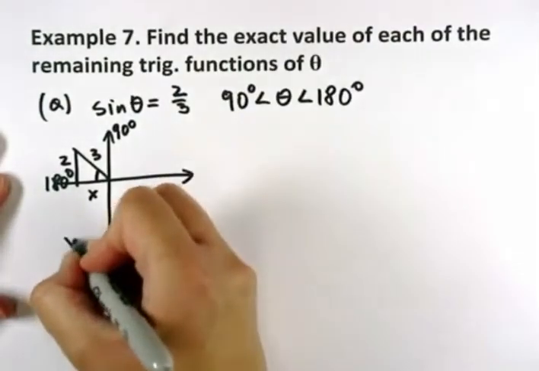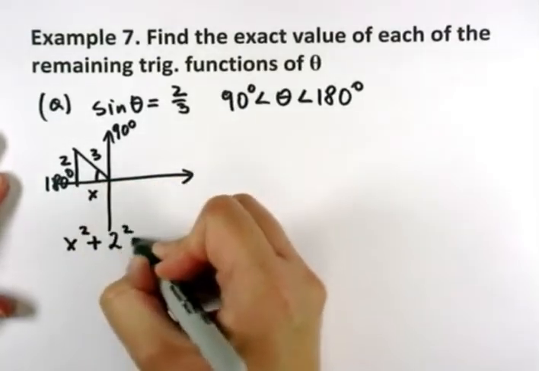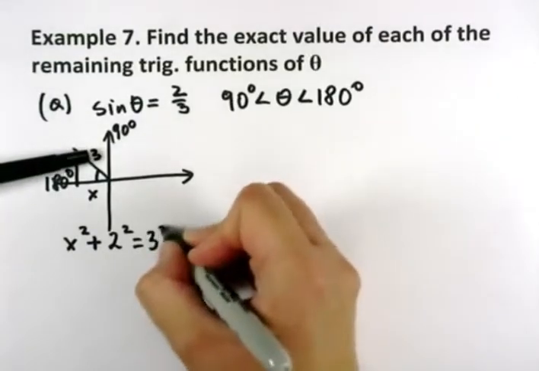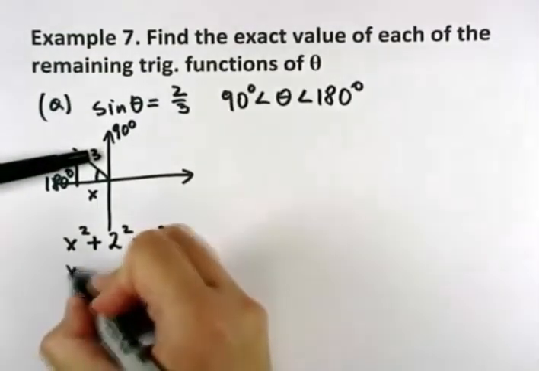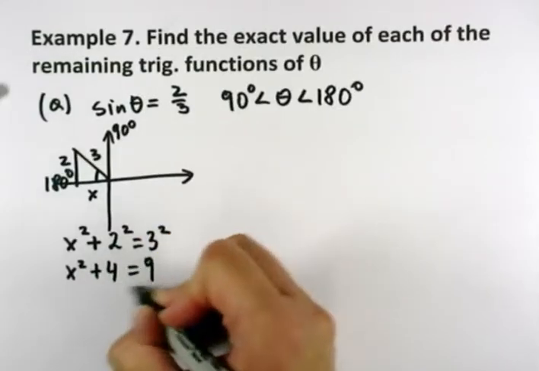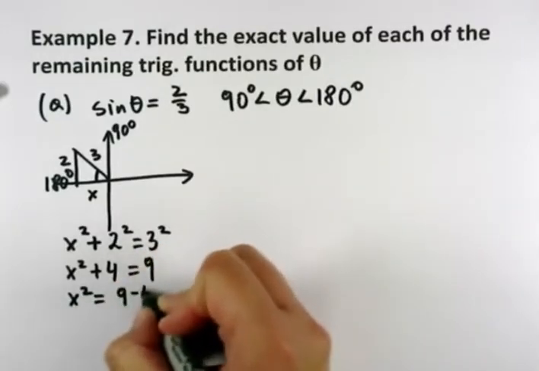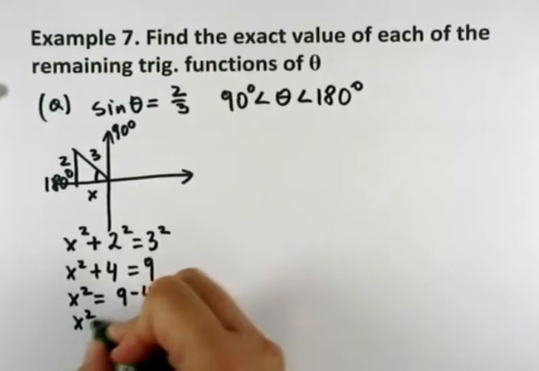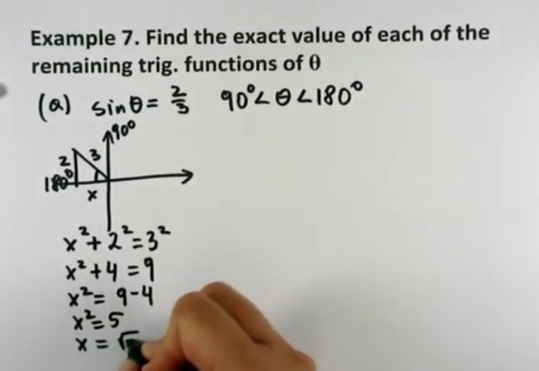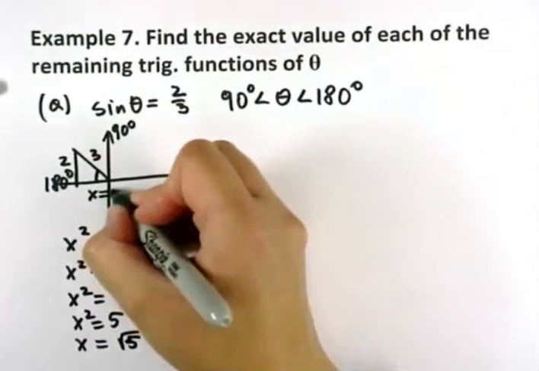I'm using the Pythagorean theorem. x squared plus 2 squared is equal to my hypotenuse squared, which is 3 squared. So x squared plus 4 is equal to 9. Bring the 4 over: x squared is equal to 9 minus 4, so x squared is 5. Take the square root, so x is square root of 5.